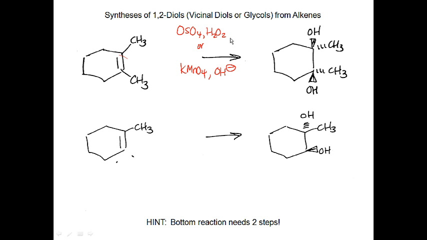Now, how do I add the two OHs trans? Well, the hint here at the bottom of the slide says we have to use two steps. There's no one direct method to make a trans diol. And so we have to convert first the alkene into an epoxide, and then open that up to form the diol. So how do I make an epoxide?